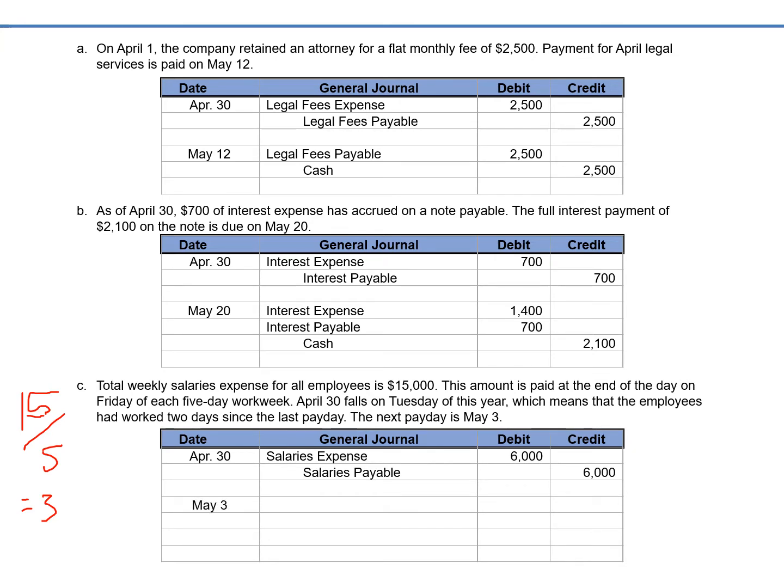Then on May 3rd, when we pay it, we're paying for 3 days in May, so 3 days times 3,000 per day. We have salaries expense for May of $9,000. Salary payable, we're going to reduce because our $6,000 we already recorded in expense. Now we're just removing it from the payable and we're paying it. And then we have a credit to cash for that whole $15,000.